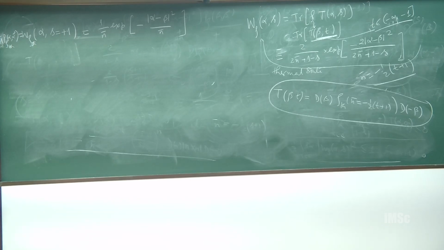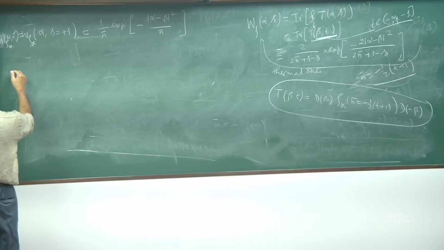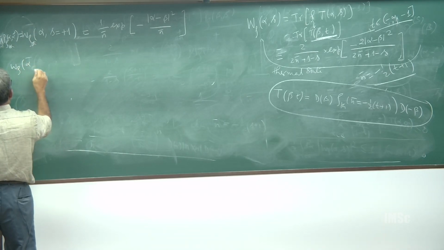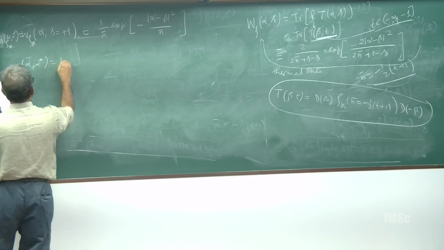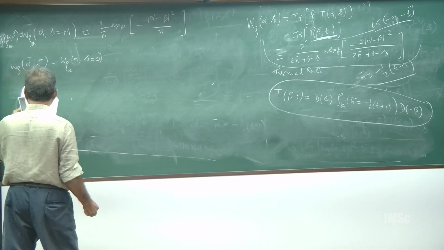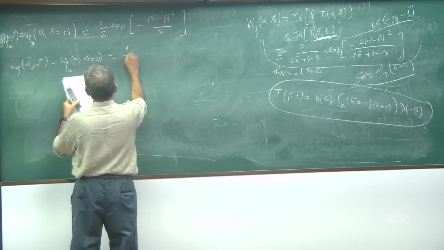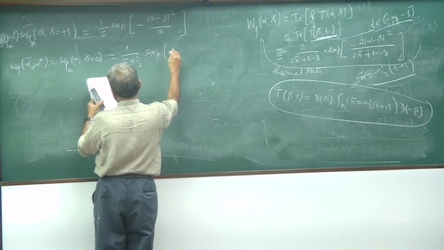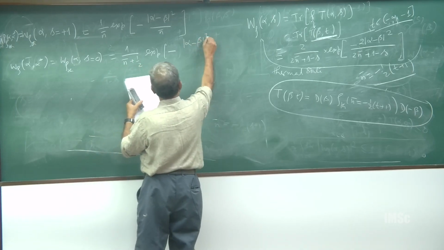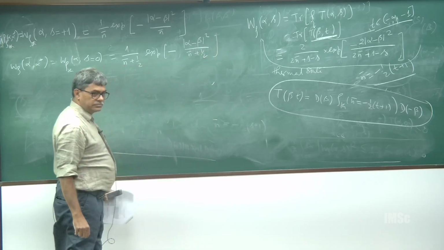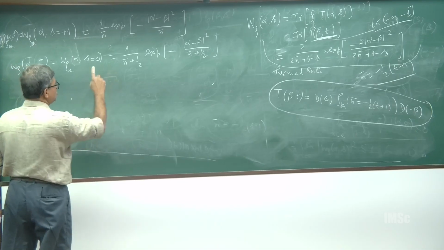Is that clear? Okay, good. What about this Wigner function, W of alpha, alpha star, which is rho thermal of alpha with s equal to 0? If you calculate, this will be 1 by n bar plus half, exponential of minus alpha minus beta whole square divided by n bar plus half. Again it is a Gaussian one.